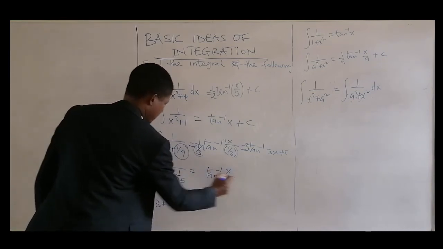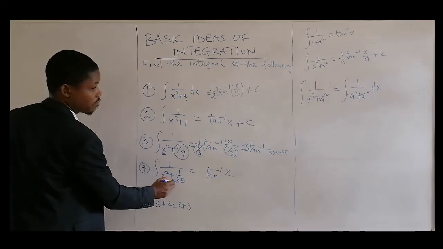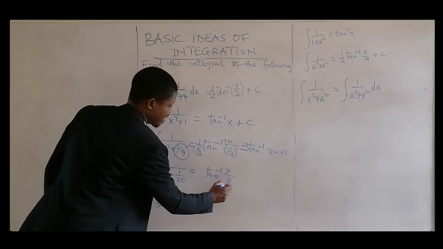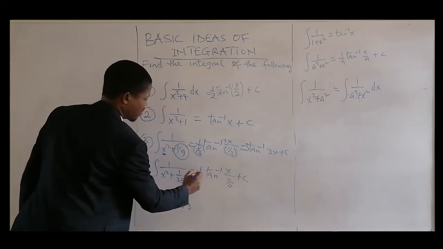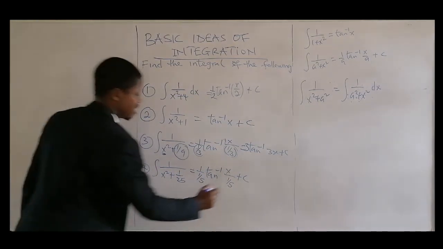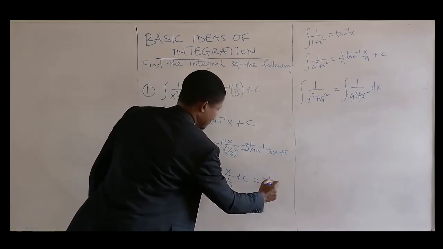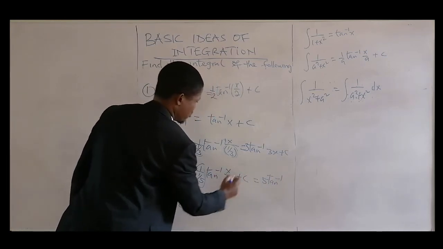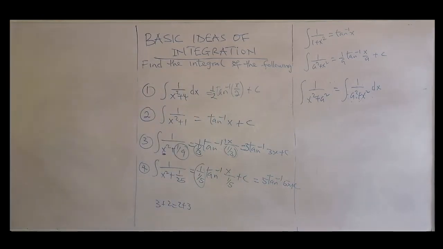Here it's going to be arctan of x over 5, since this is 1 over 25, and that's 1 over 5 squared. So that's 1 over 5, plus c. And don't forget also 1 over a, your a is 5, so 1 over 5 plus c. And that will be equal to, the inverse of this will give you 5, so 5 arctan 5x plus c. Okay, so that's that on that.